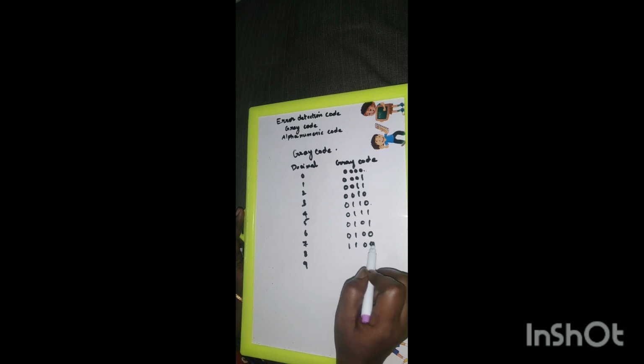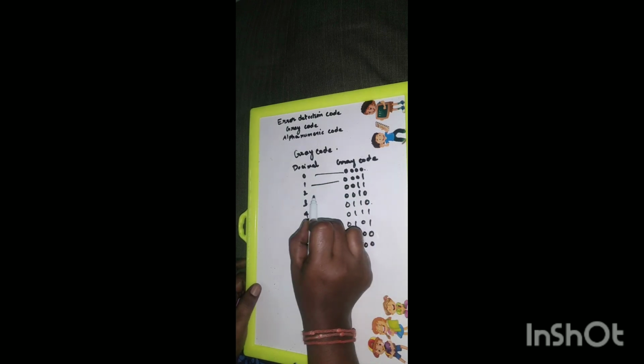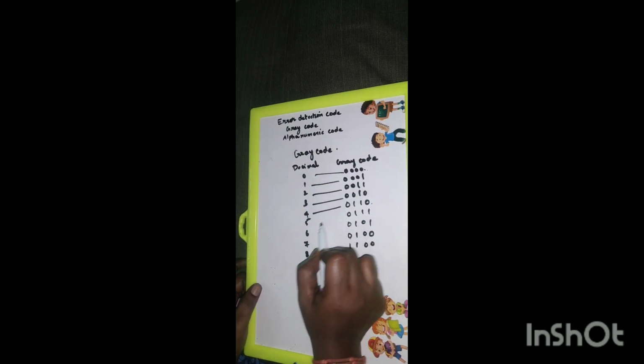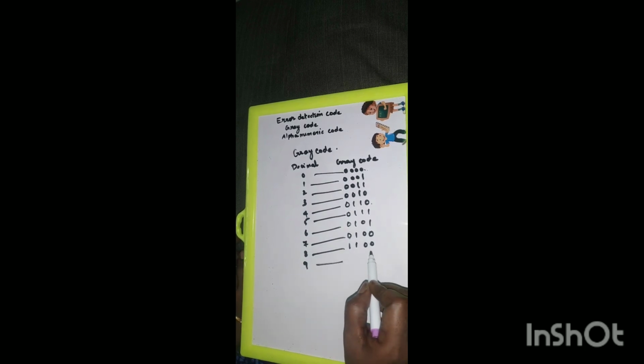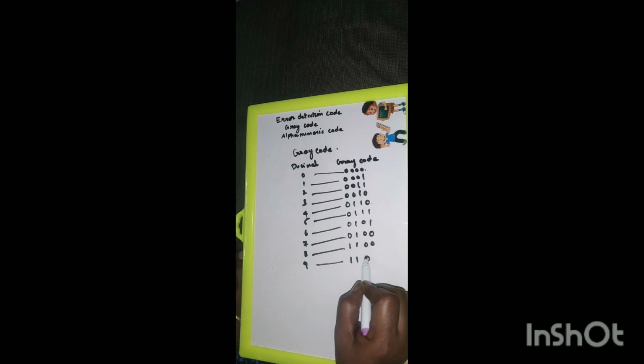1 1 0 0. It is also a new code. We can take it for 8. The gray code for 8 is 1 1 0 0. Next for 9, if you change this bit to 1, 1 1 0 1, it is also a new code. We can take the gray code for 9 as 1 1 0 1. That's all about gray code. Next we will see alphanumeric codes.